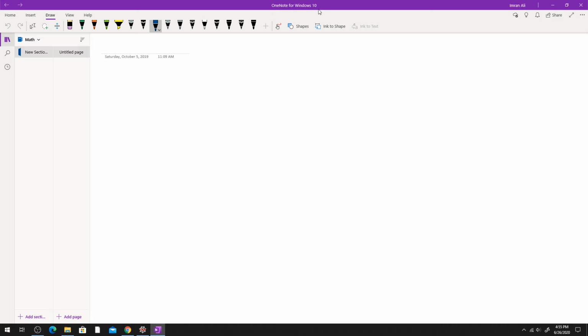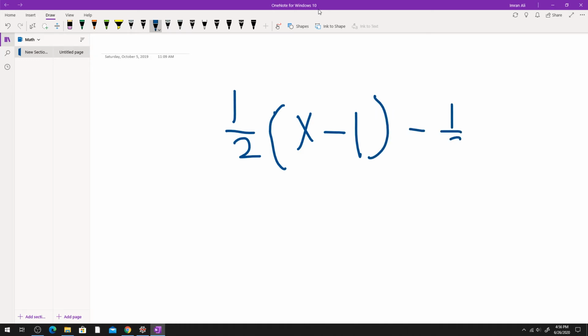The next equation is a little bit harder. It actually looks hard, but it's actually very, very similar. So it's going to be 1/2 times (x minus 1) minus 1/3 times (x plus 3) equals 1/6.